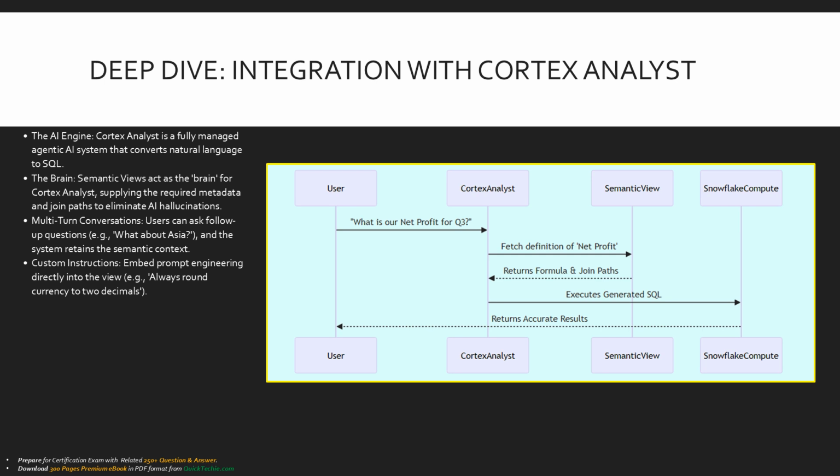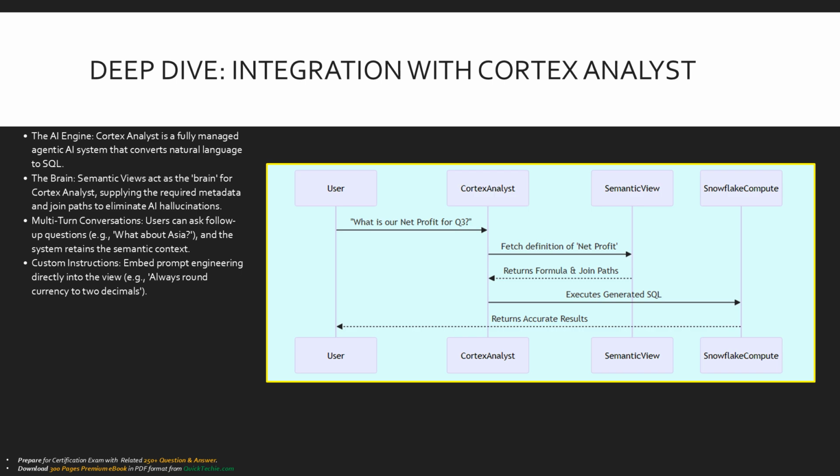The integration is so deep that it supports stateful, multi-turn conversations. If a user asks for 2023 revenue and then simply follows up with "What about Asia?", Cortex Analyst uses the semantic view to instantly resolve the context and generate the new SQL. You can even embed custom instructions directly into the semantic view definition, such as telling the AI to always round currency metrics to 2 decimals, enforcing enterprise formatting standards at the AI level.